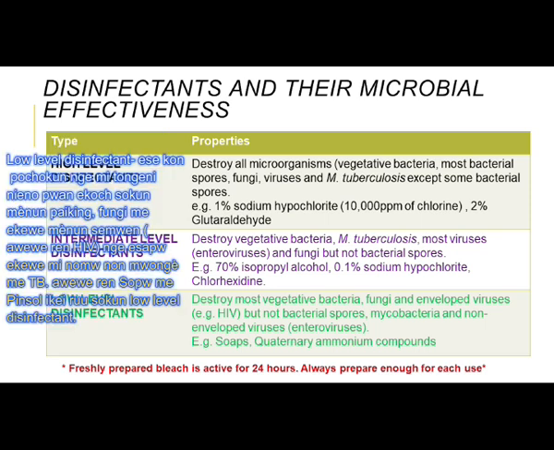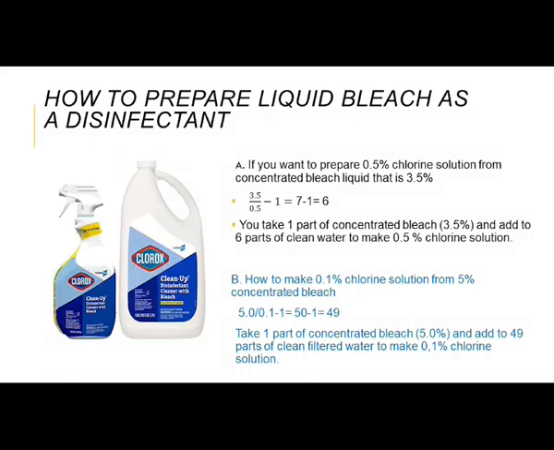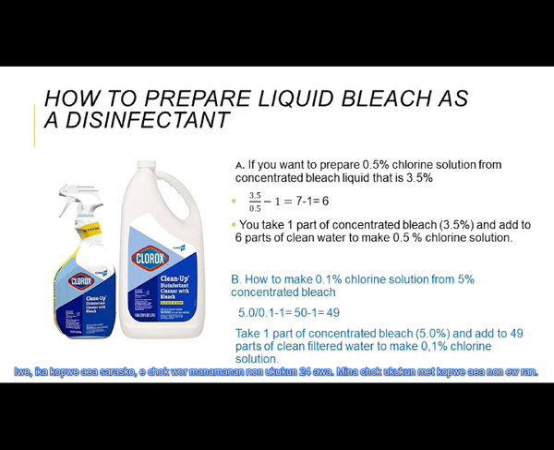So low-level disinfectants are not really strong, so they will destroy most of the live bacteria and fungi and some enveloped viruses, but not bacterial spores or TB. So we use soap, which is good. An example of a low-level disinfectant is actually soap and pine salt. Now, if you're going to prepare bleach, it can only be active for 24 hours. So just prepare enough to use for the day.